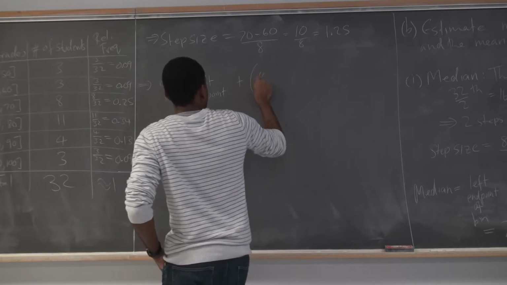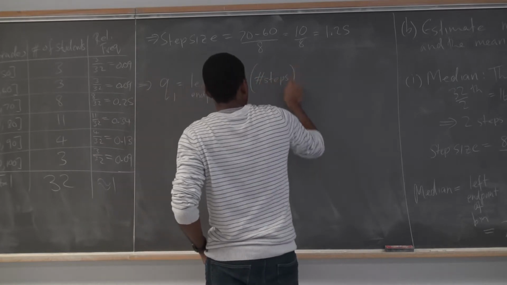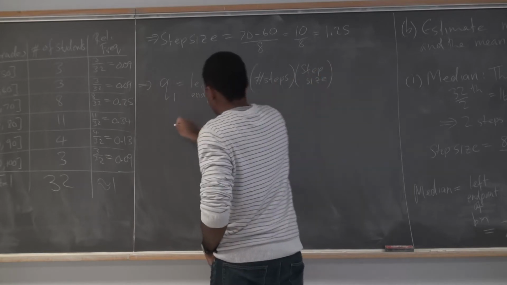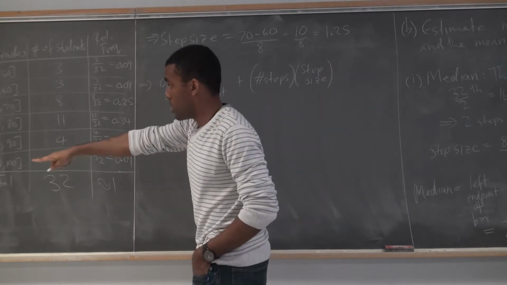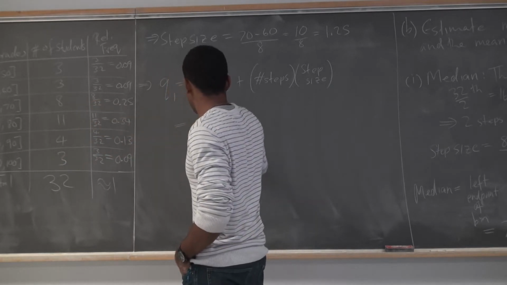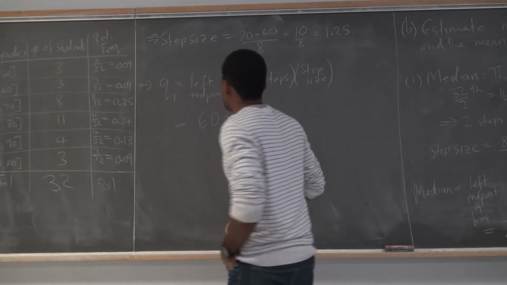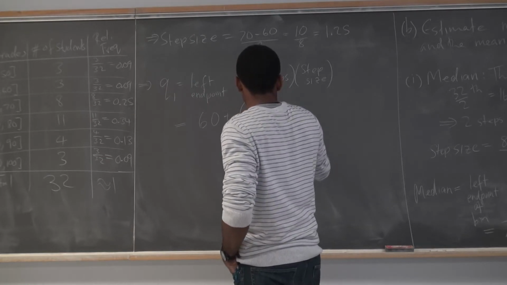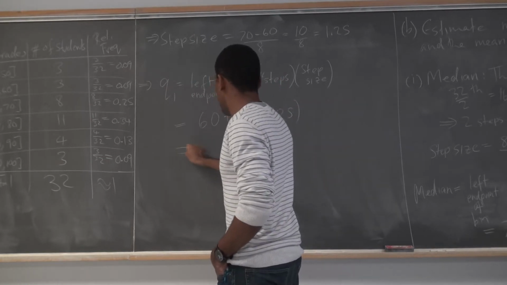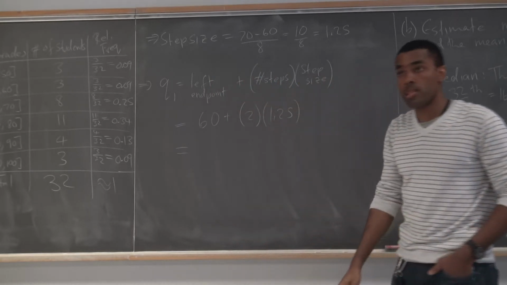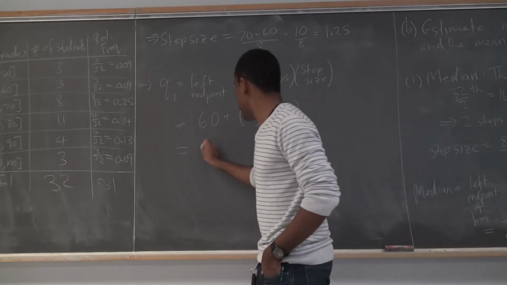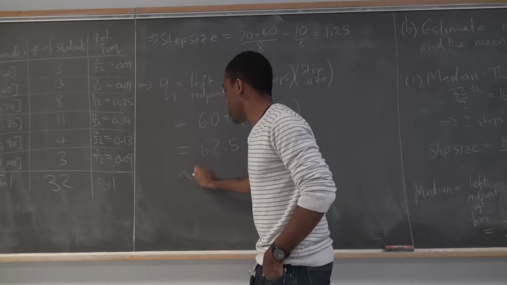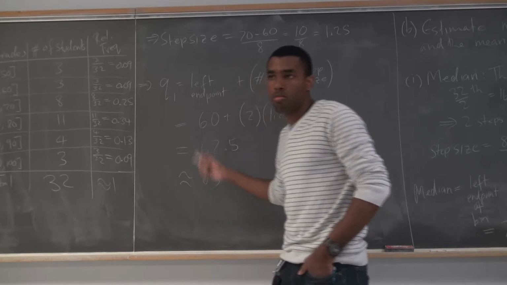So this means Q1 is going to be equal to, again, you take a left endpoint plus number of steps times step size. So the left endpoint of this bin is 60 plus the number of steps we need, which is 2, times the step size of 1.25. So this would give us 62.5. So you can estimate roughly 63.